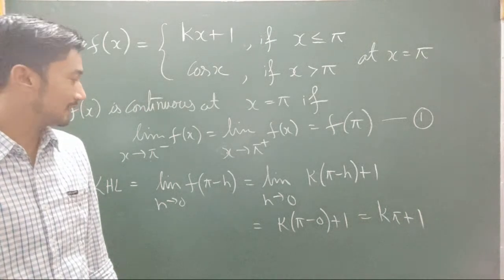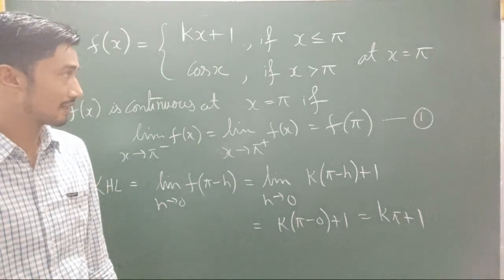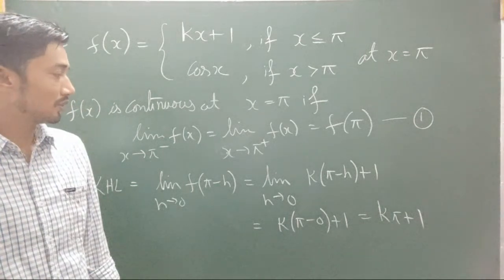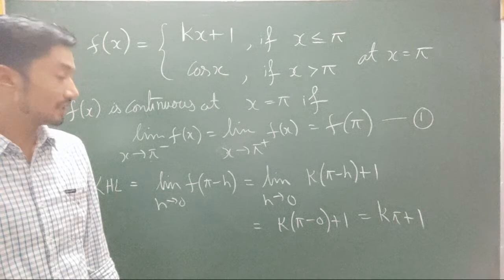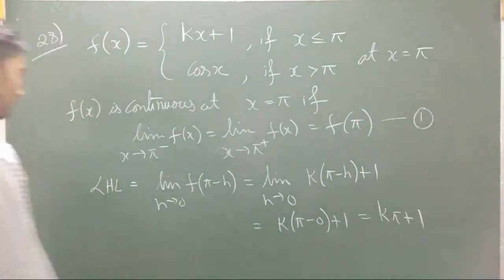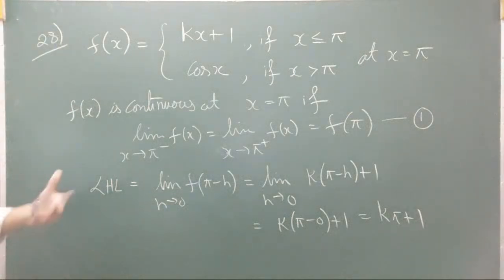Okay, so that's the left hand limit. So that lazy person is again going to continue with the right hand limit. I'll just continue again. The left hand limit is done, so I'll continue with the right hand limit.